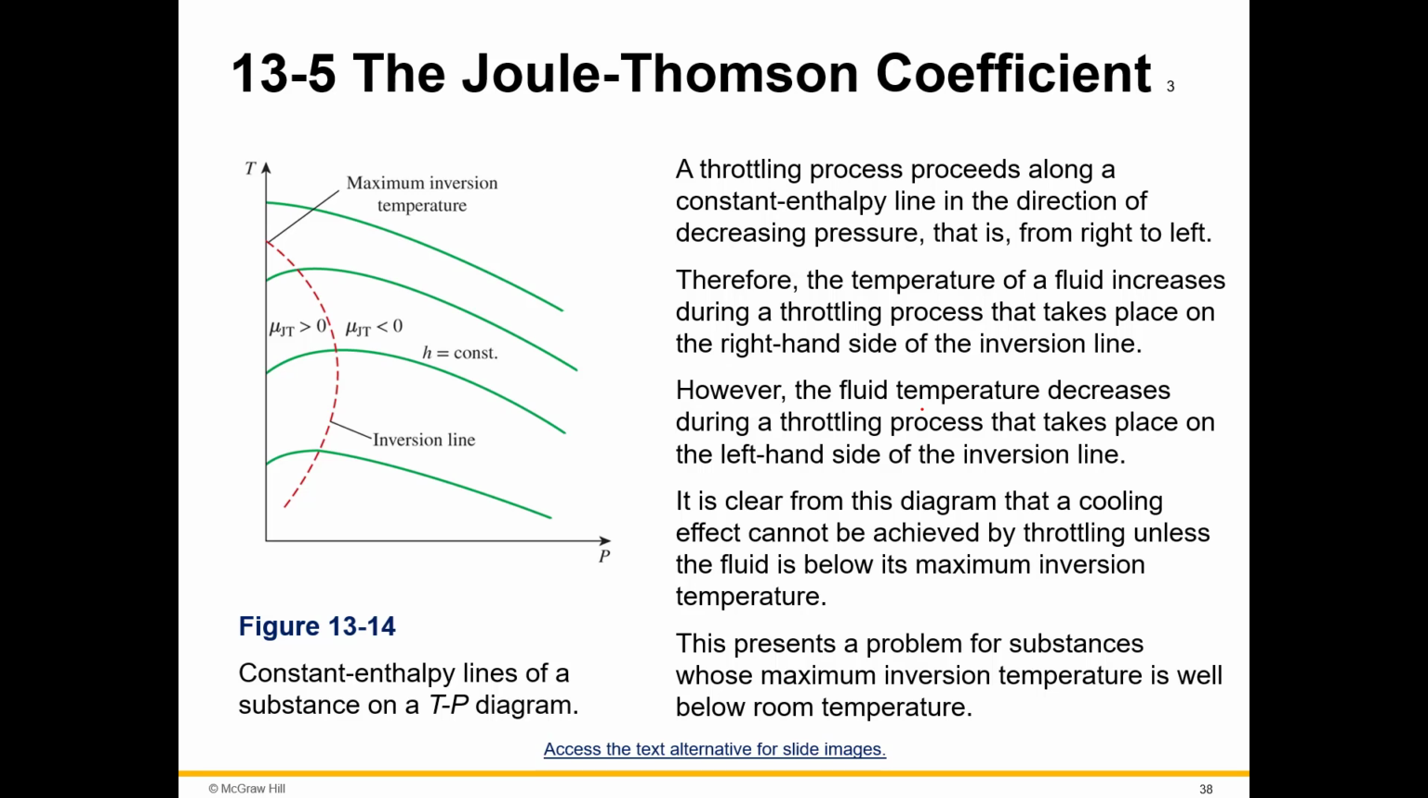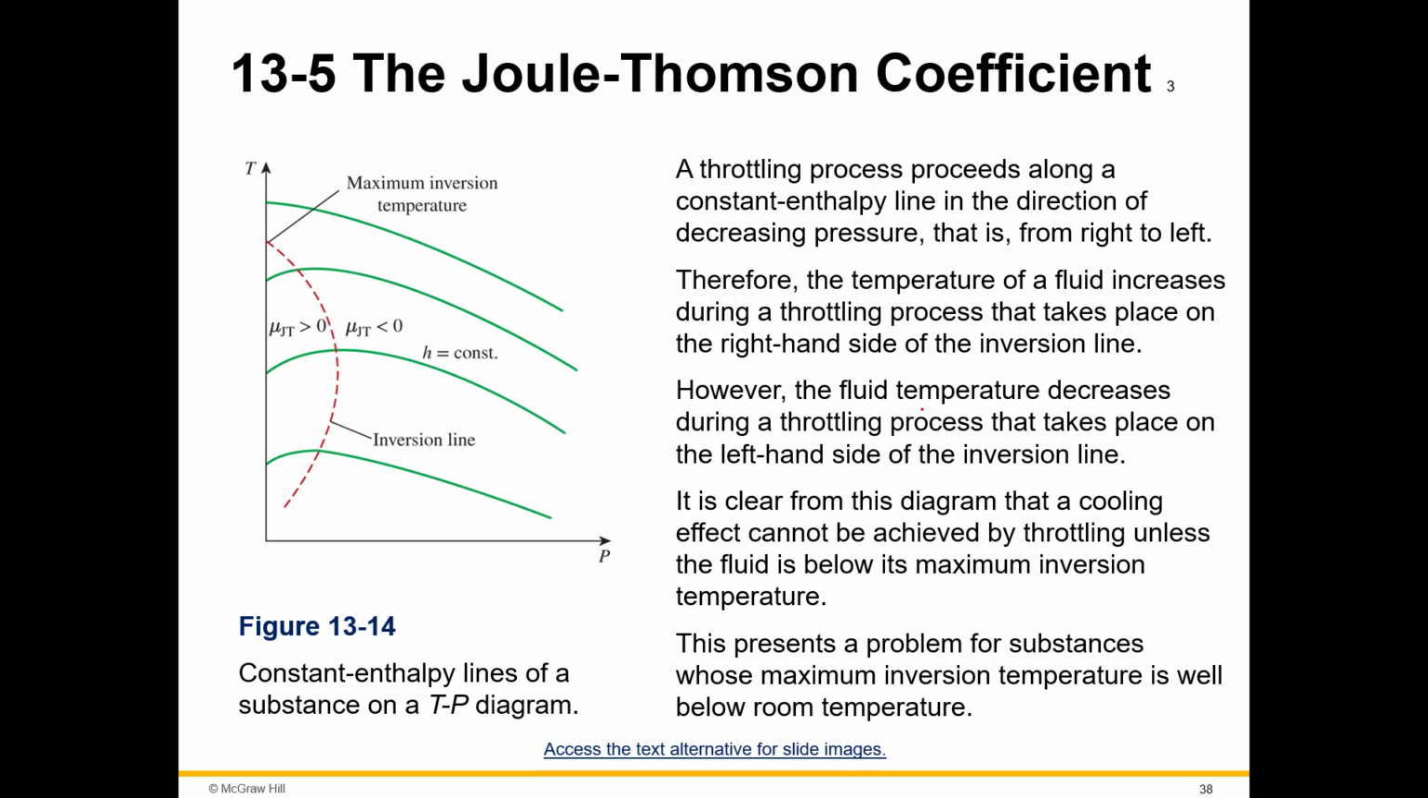And so here, it shows you the T and P and then those constant H lines, and in regard to the differing of the temperatures. So constant enthalpy lines on the T-P diagram. So a throttling process proceeds along a constant enthalpy line. So each one of these lines is for throttling processes. And it goes from right to left.